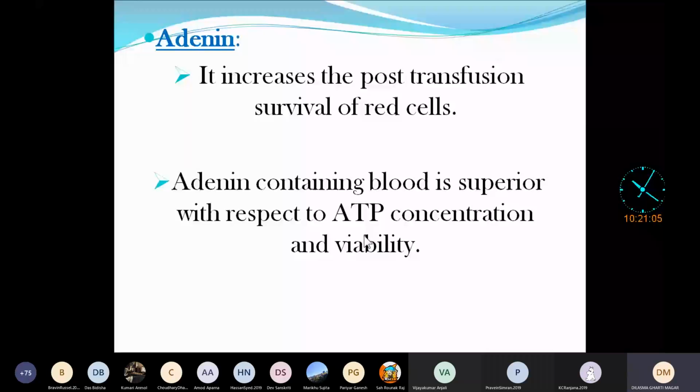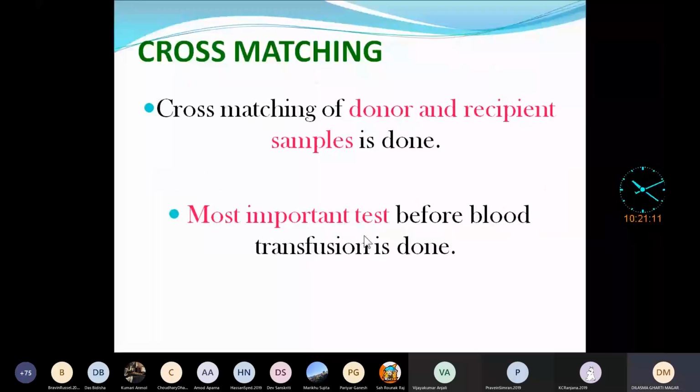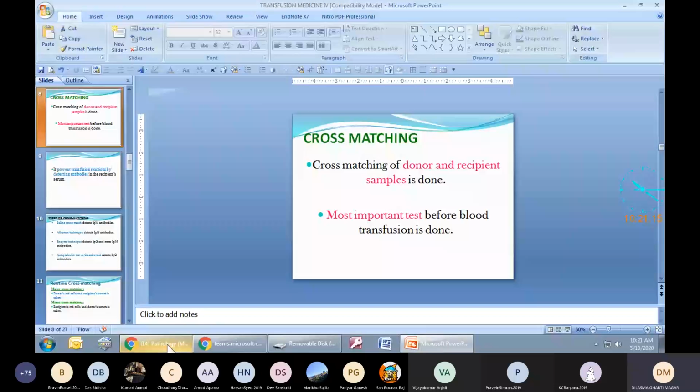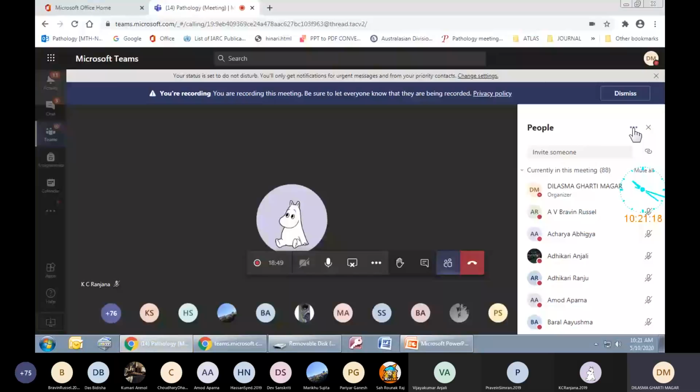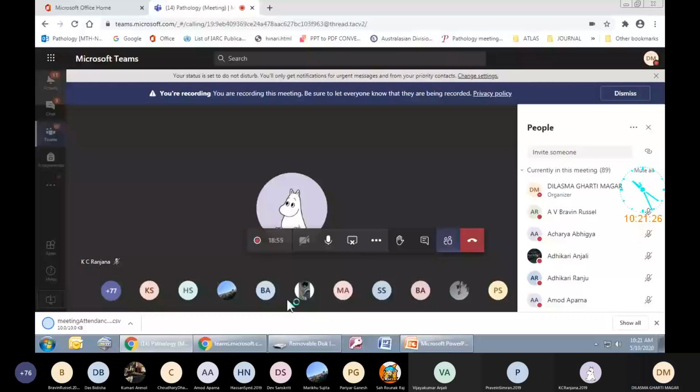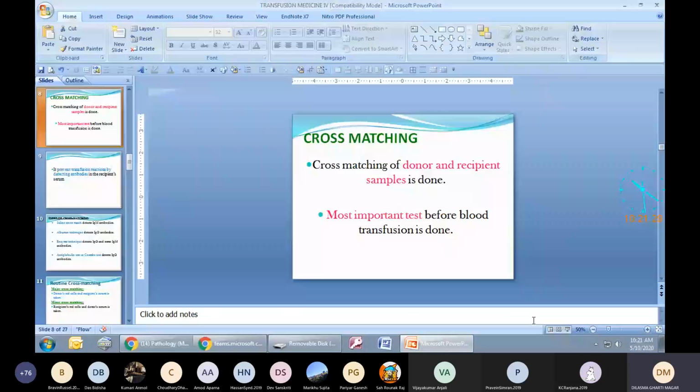This much you understood? Now, anticoagulants, anything you want to ask?